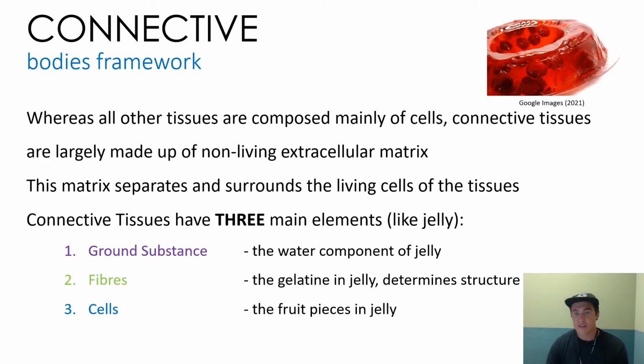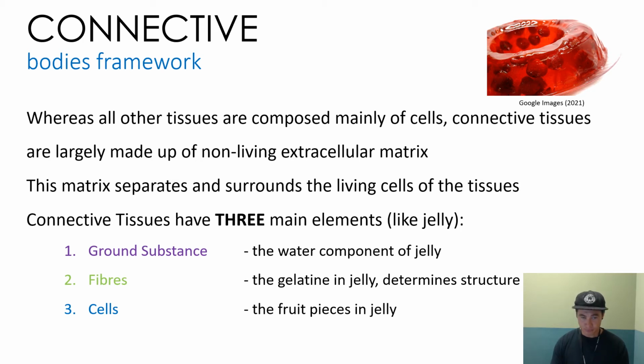Okay, and then our most diverse is the connective tissue, which is our body's framework. Whereas all our other tissues are mostly comprised of cells, connective tissue is largely made up of a non-living substance called your extracellular matrix. This matrix separates and surrounds the cells that are in connective tissue, and they have three main elements, and I think of it as like jelly.